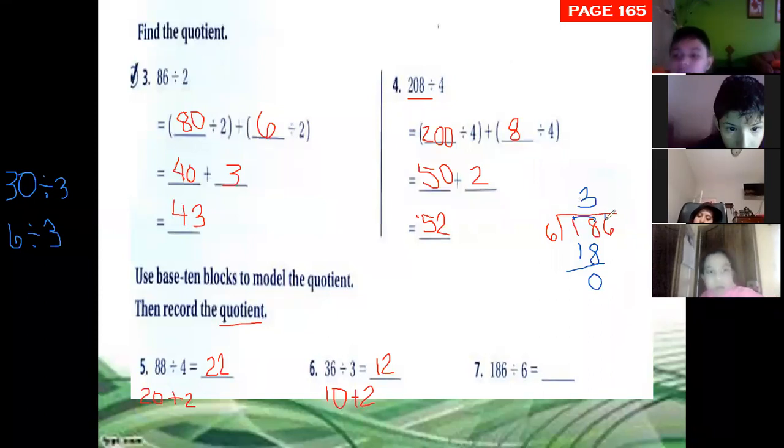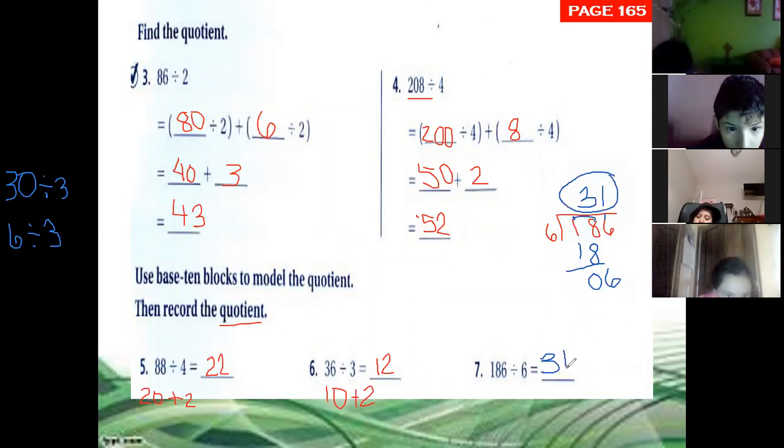I still have a 6, so I mark the 6 and I write it down here. Now I have 6. 6 divided by 6 equals 1. 6 times 1 equals 6. So the quotient is 31. There you have it.